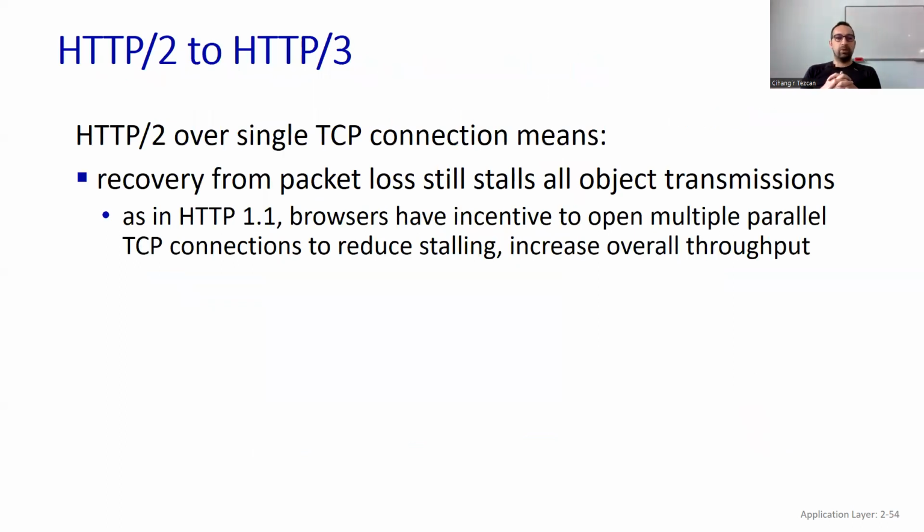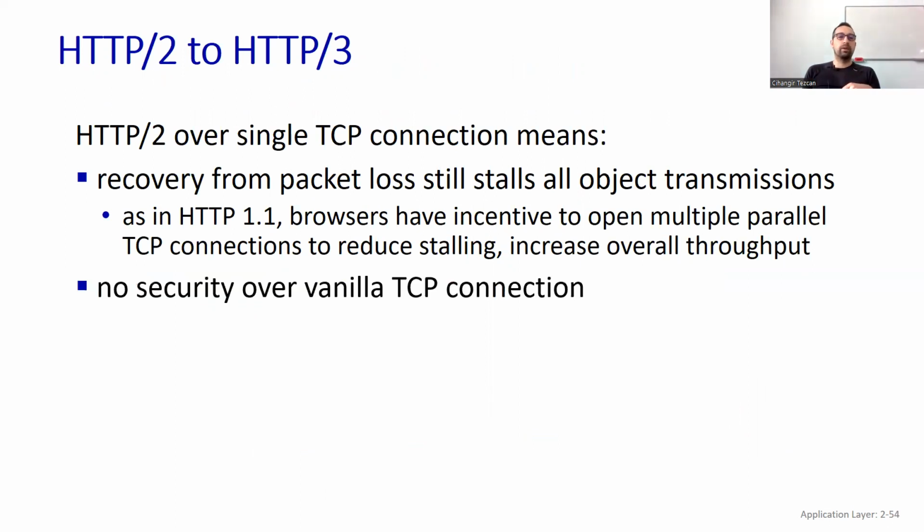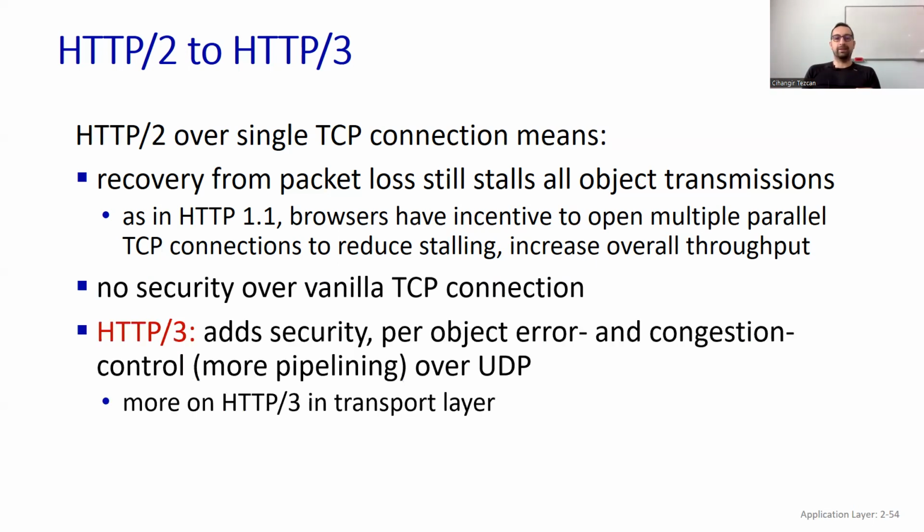So HTTP 2 over a single TCP connection means recovery from packet loss still stalls all object transmissions, as in HTTP 1.1. Browsers have an incentive to open multiple parallel TCP connections to reduce stalling and increase overall throughput. There is no security over a vanilla TCP connection. Still, in HTTP 3 there will be more updates, but it will still not provide you any security. We have to overcome that problem with TLS and so on.